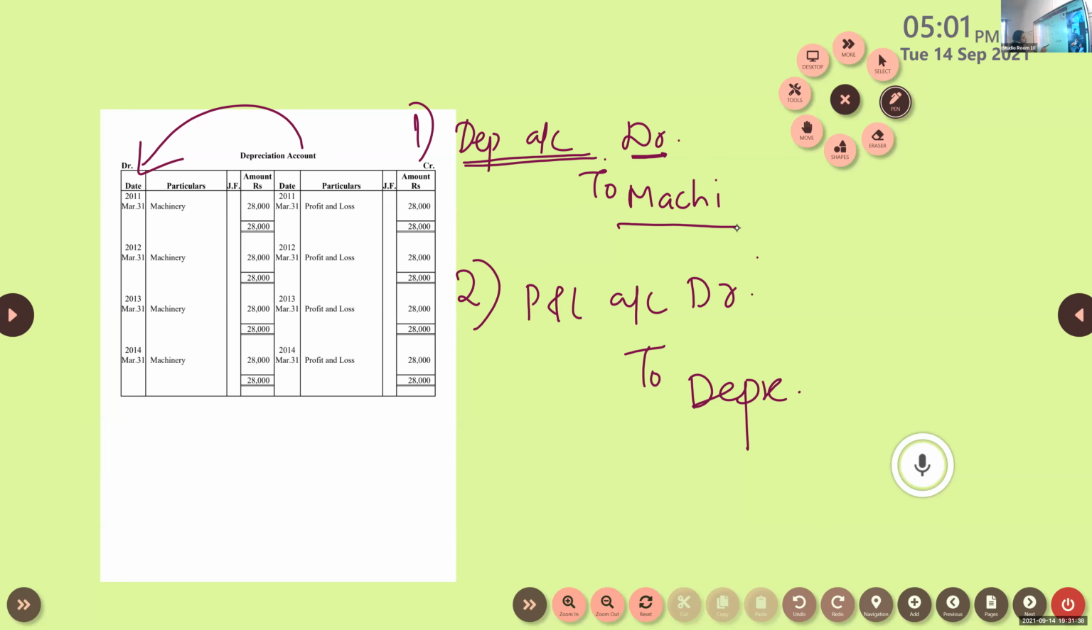See the next entry. P&L account debtor to depreciation. So depreciation account is credited. Come to the credit side of depreciation account. What will you write there? Write by profit and loss account.